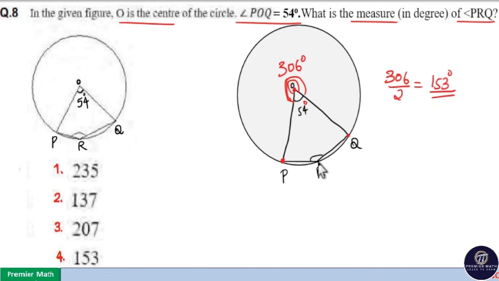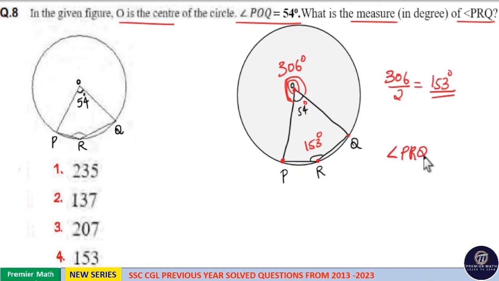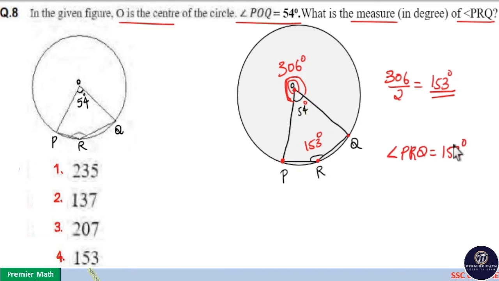Here point R lies on the remaining part of the circle, which means angle PRQ is equal to 153 degree. That is, arc PQ can create half of 306 with point R. So, angle PRQ is equal to 153 degree. Now, option 4 is your answer.